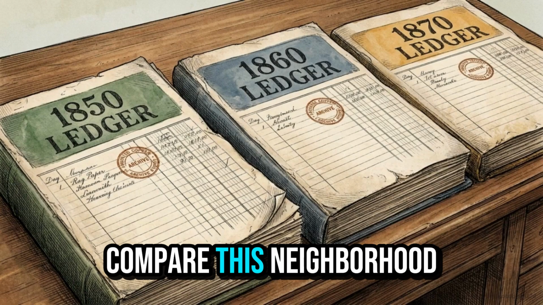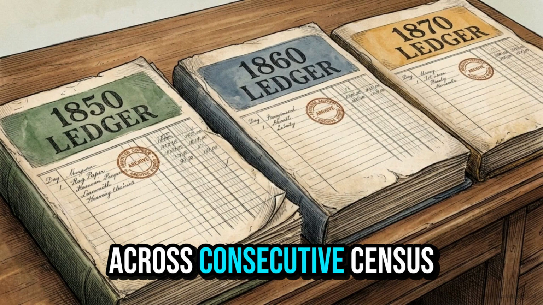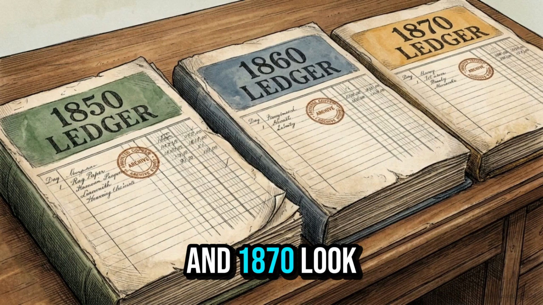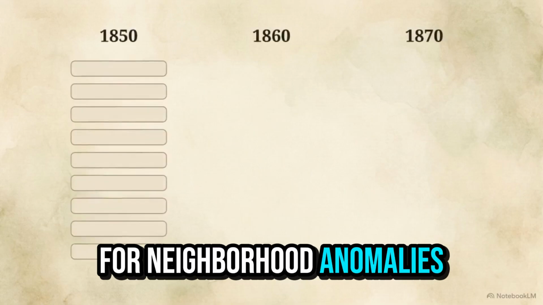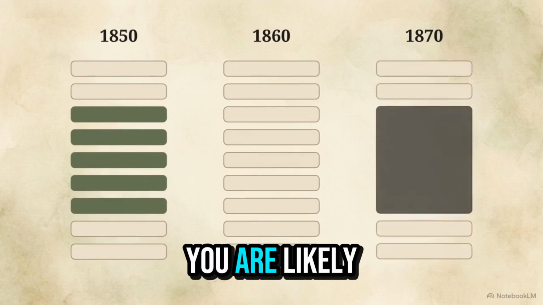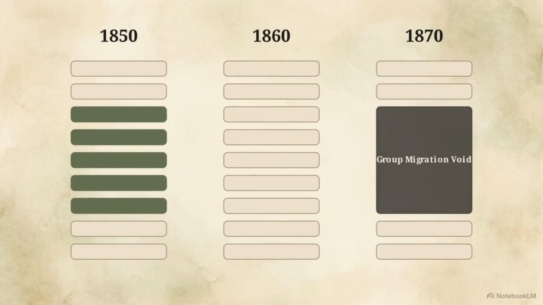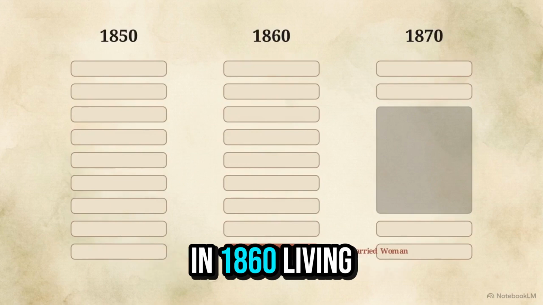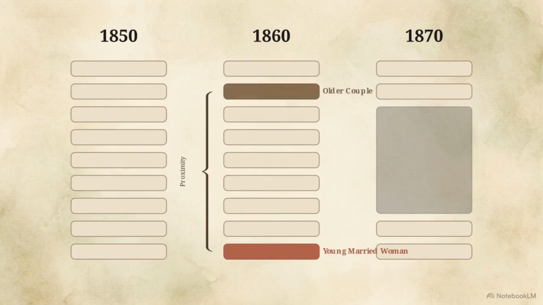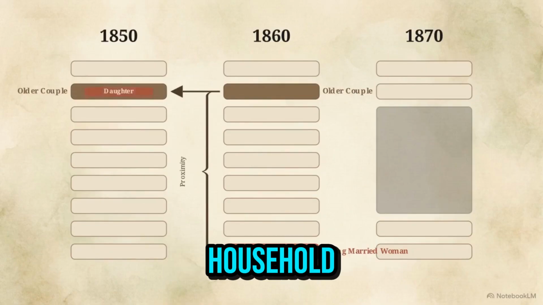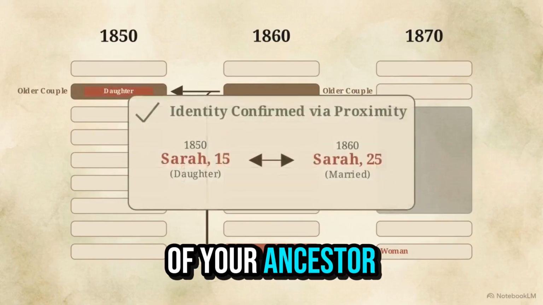Next, you must compare this neighborhood ledger across consecutive census decades, looking at 1850, 1860, and 1870. Look for neighborhood anomalies. If a group of households disappears at the same time, you are likely looking at a group migration. To reveal a maiden name, look for a young married woman in 1860 living near an older couple. Trace that couple back to 1850. Look for a daughter in their household matching the first name and age of your ancestor.